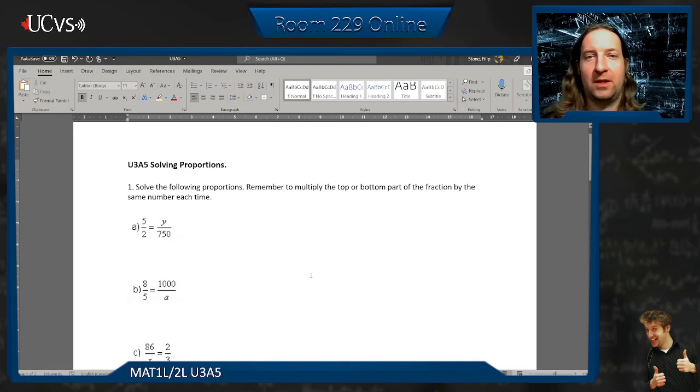Once you solve that, you can print this off, solve it by hand, scan it, send it to me, or you can write it directly onto this. This is a Word document. I'm going to post this right now, and we'll go from there. All right? Awesome.